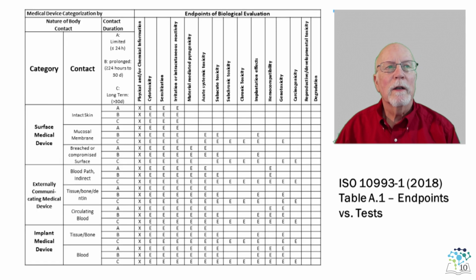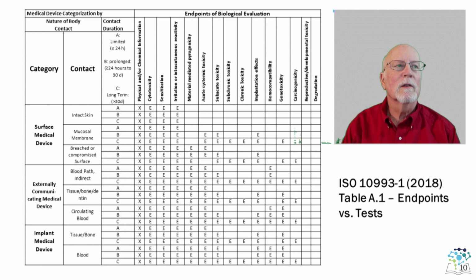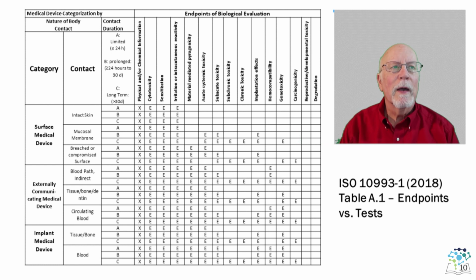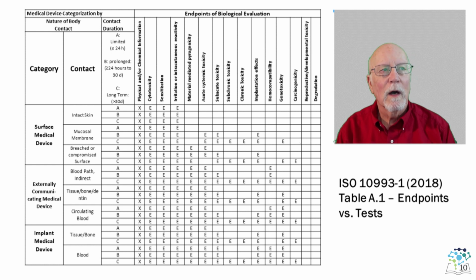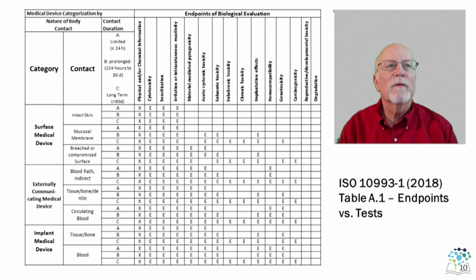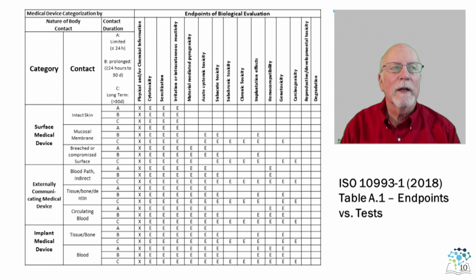Now we get to the heart of the testing standards. Table A1 is a guide that summarizes the expected testing endpoints based upon the category of the device or device component and the nature of its contact. As you can see from the density of the X's, the more invasive the contact and the longer the duration of use, the more testing is required.